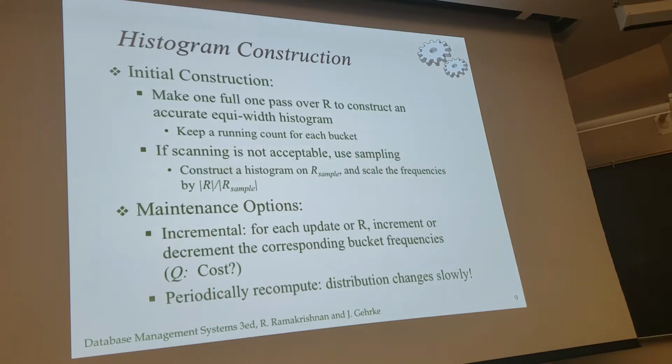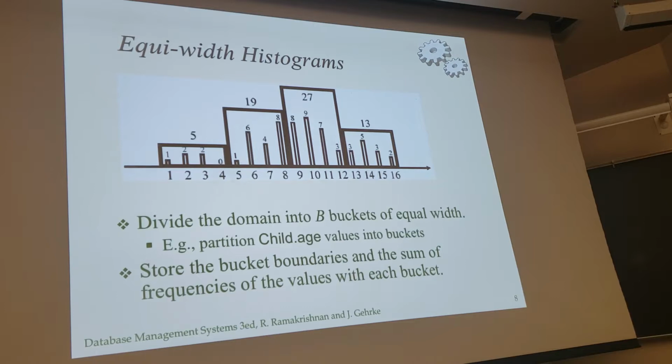So what does that allow me to do? Basically, I'm going to make a pass over R to construct an accurate equi-width histogram. How do I do that? Well, I know that in this particular case, the number of kids that I have, let's see what that is, 40 plus 19 is 59 plus 5. There are 64 kids. And so what I'm going to do is figure out how many of the kids fall within each one of these things. So basically, I'll just count.